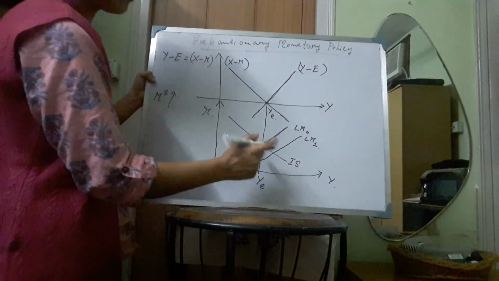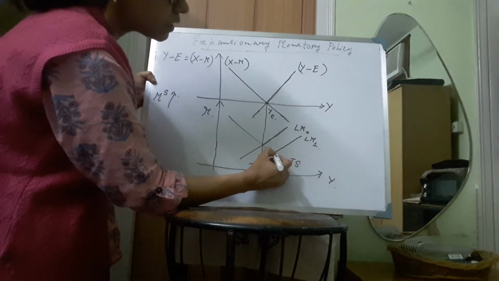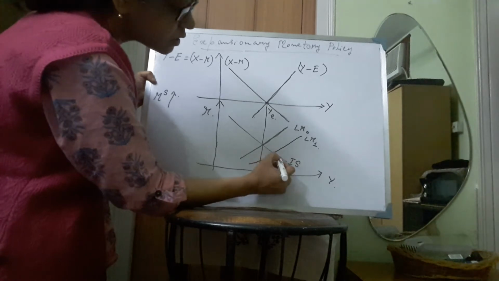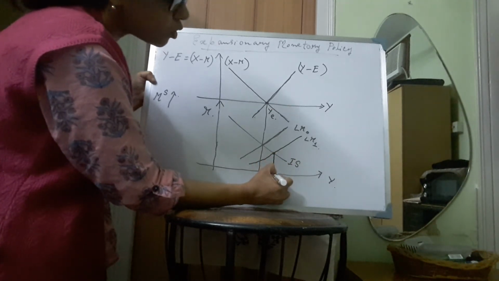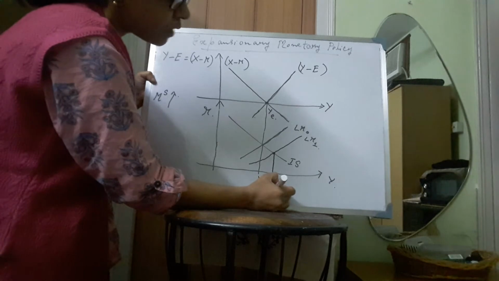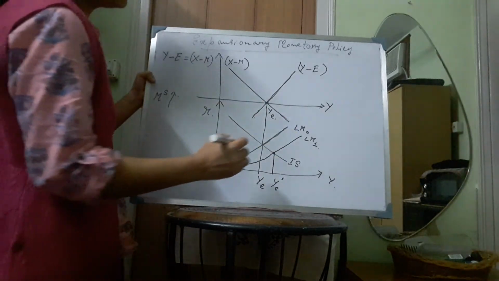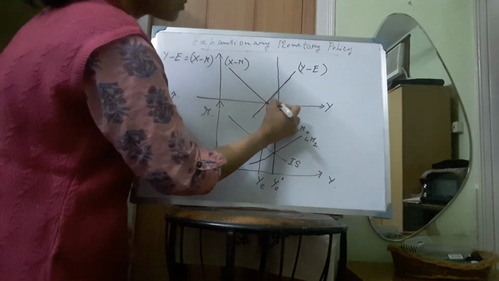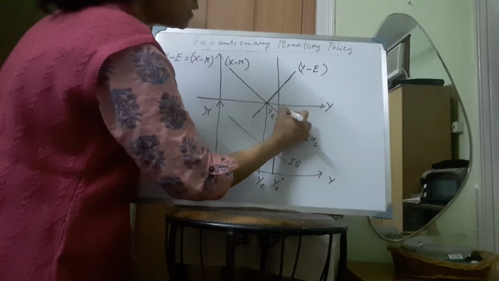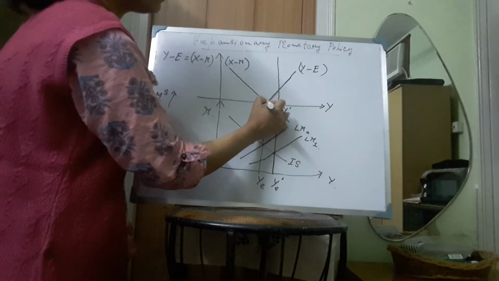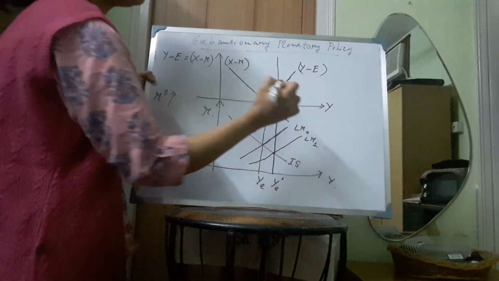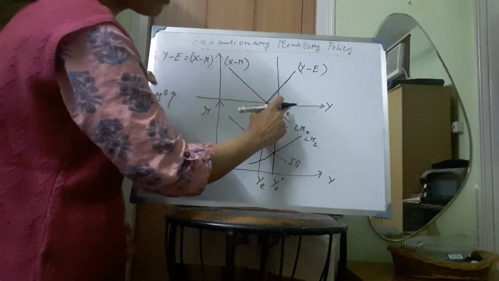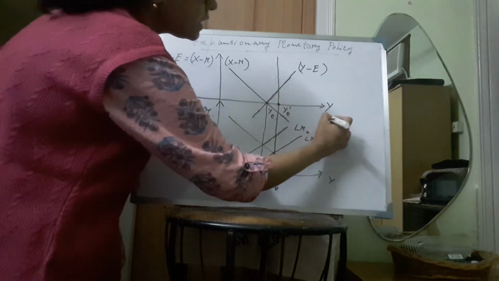IS curve remains the same. So the new equilibrium point is here. And we can observe from the lower panel diagram that the equilibrium level of income also rises from YE to YE dash. And here also in the upper panel, the equilibrium income will rise to YE prime. So this was the initial level of income, and this is the new equilibrium level of income when there is an expansionary monetary policy.